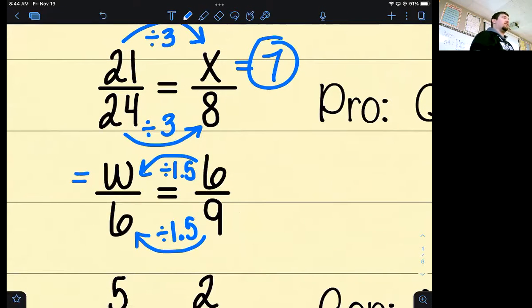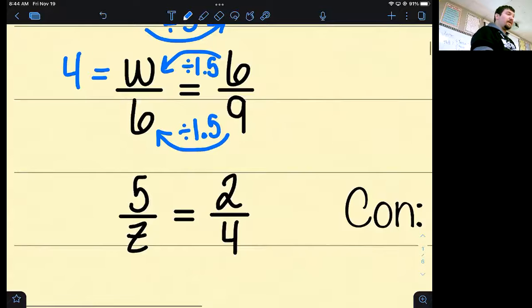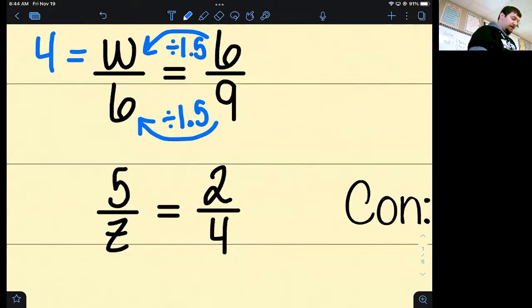What's 6 divided by 1.5? 4? Okay, so W is 4. Problem is, I had to tell you what they were dividing by. I'm not going to do that in tonight's homework. You do. I guess you could guess and check, right?